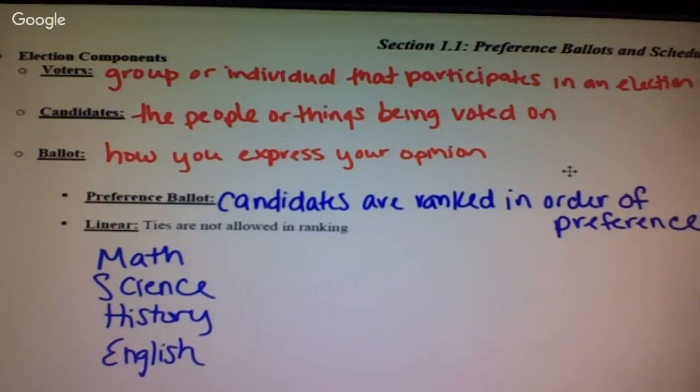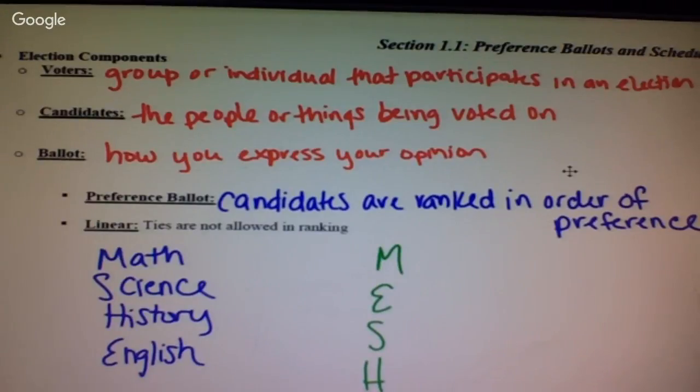if you were just doing a regular ballot, you would pick just your favorite subject, which of course is math, right? Sorry. In a preference ballot, you need to put these in order of your preference. So, math being your first choice would go on top. Let's say you like English second. So that goes right below it. And then your next favorite subject may be science, followed by history. So this is a preference ballot.